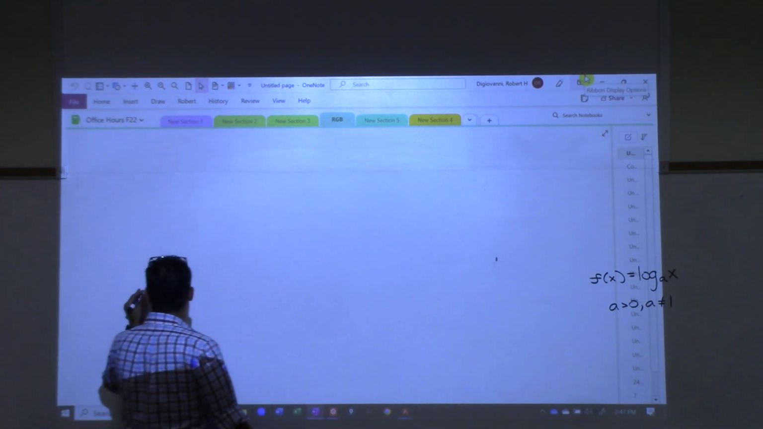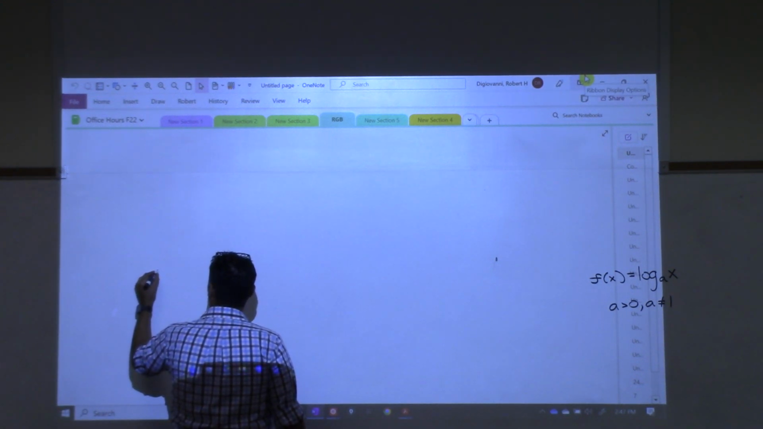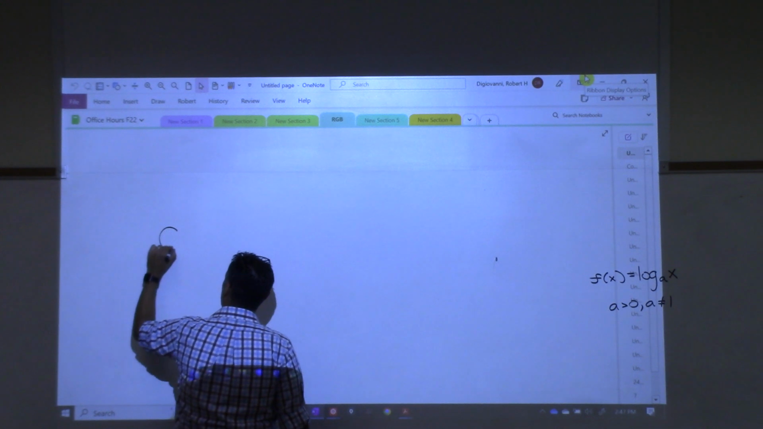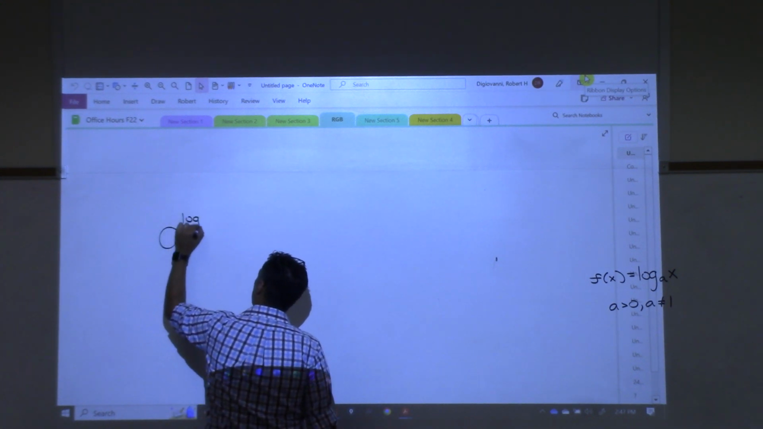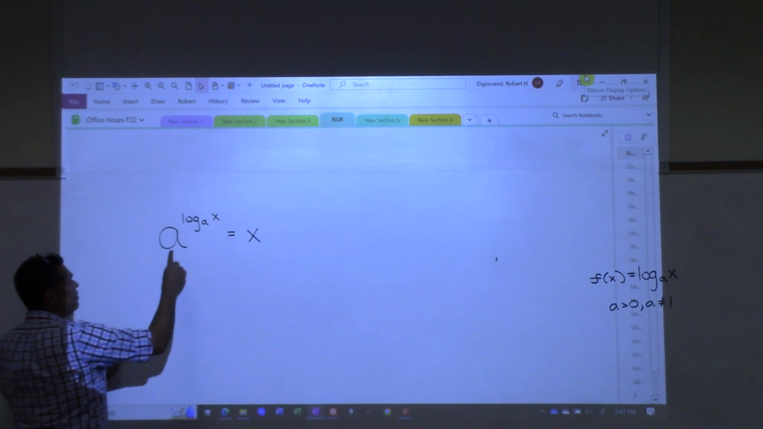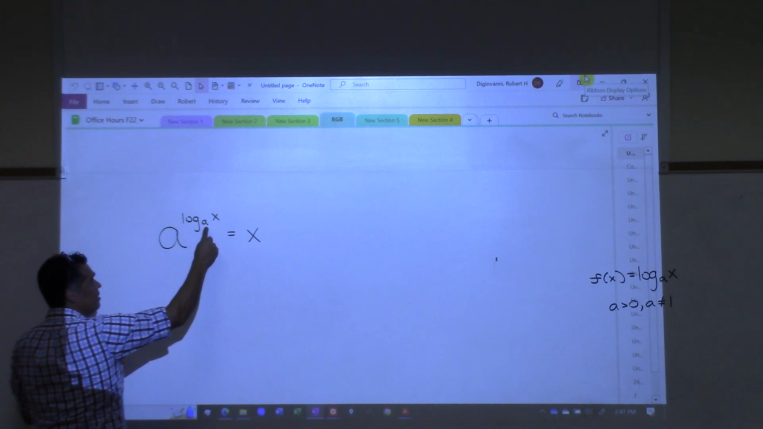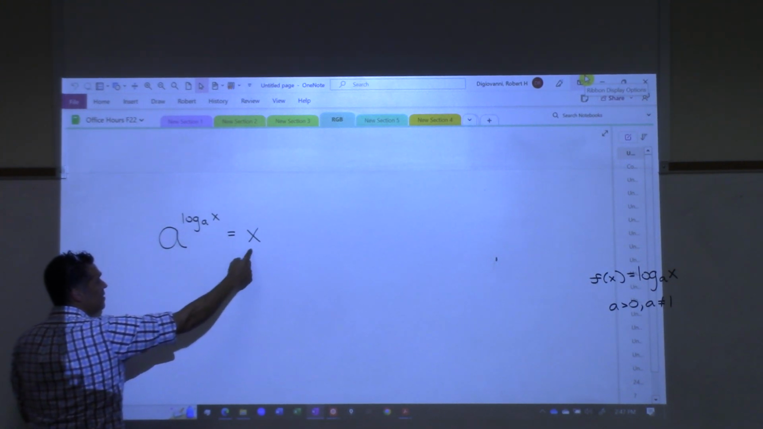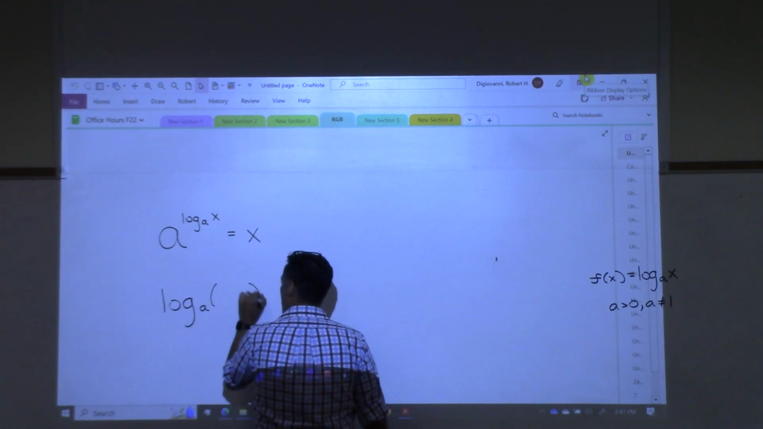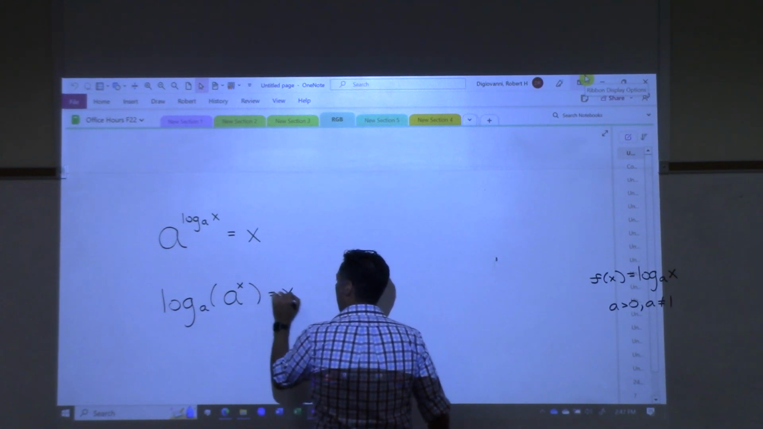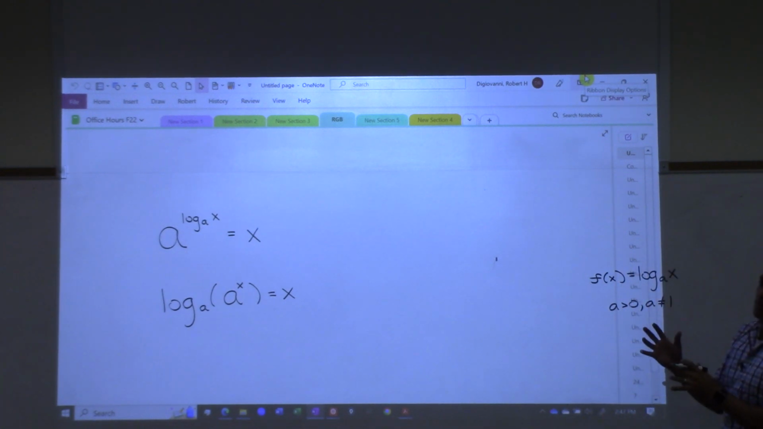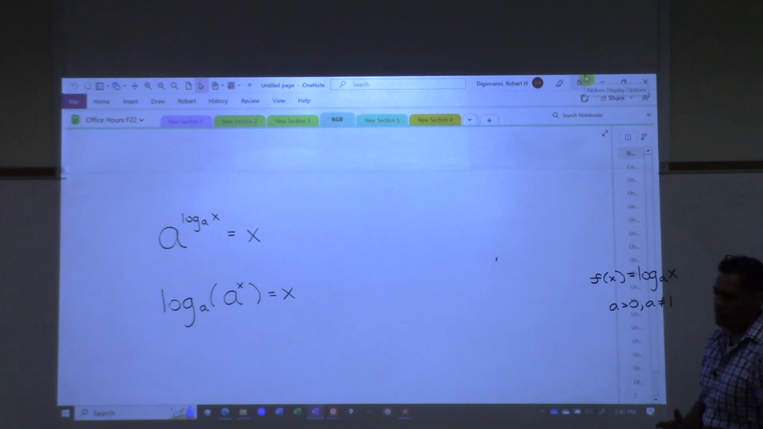All right, so let me make sure you understand this first. If I take a to the log base a of x, that's equal to x. So we have to at least agree with this first, that if you take a and raise it to the inverse function, the logarithm, they basically kill each other off and you just get x. Similarly, if you take the logarithm base a and inside of that logarithm you put a to the x, you get x. Those two things we have to agree on. Do you agree with that? Right, that's the whole property of what inverse functions do. They kill each other off.